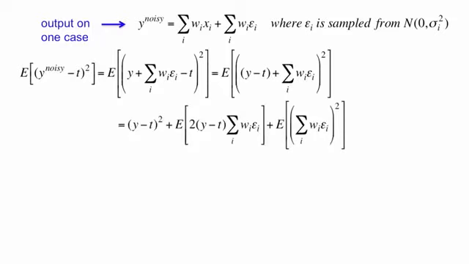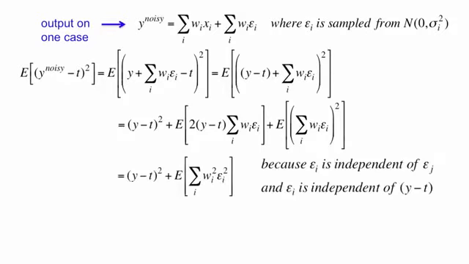So when we complete the square, the first term we get is (y minus t) squared, and that's not inside an expectation bracket because it doesn't involve any noise. The second term is the cross product of the two terms above, and the third term is the square of the last term. Now that equation simplifies a lot. In fact, it simplifies down to the normal squared error plus the expectation of w_i squared epsilon_i squared summed over all i. The reason it simplifies is because epsilon_i is independent of epsilon_j.